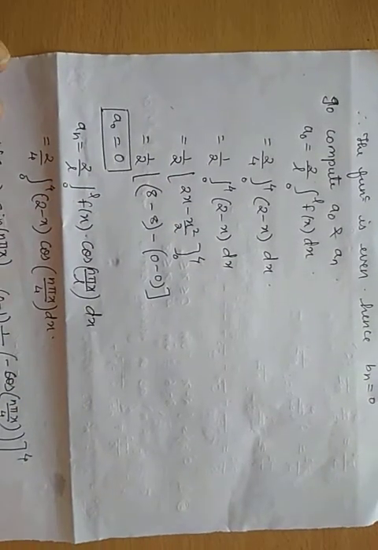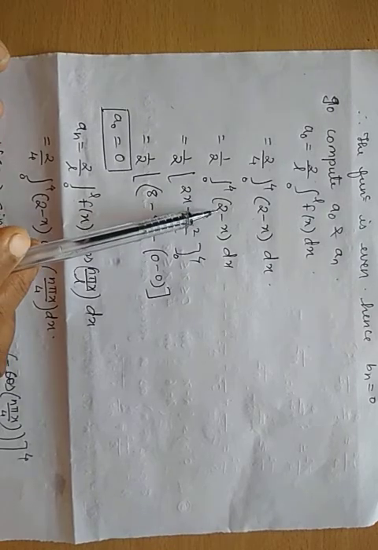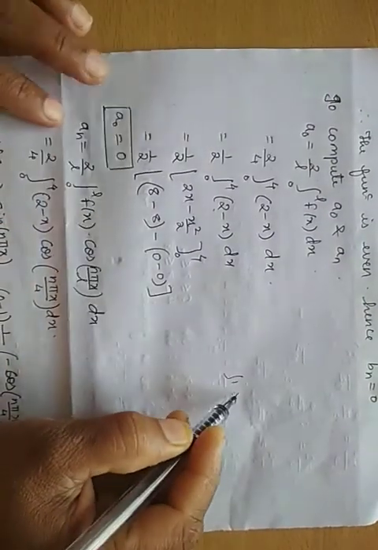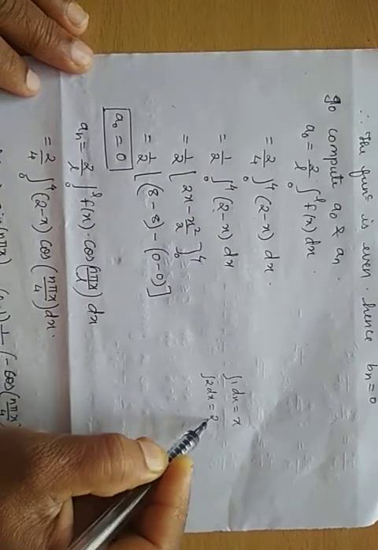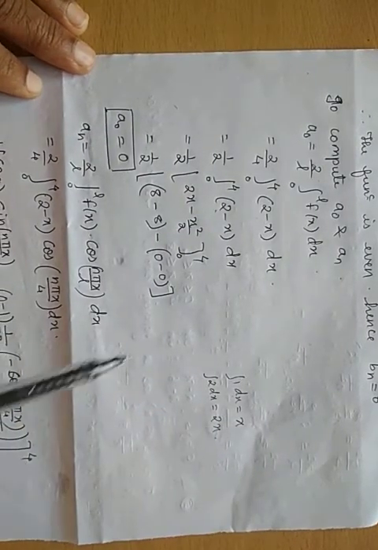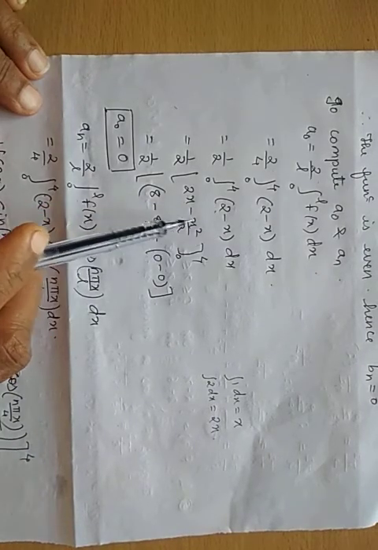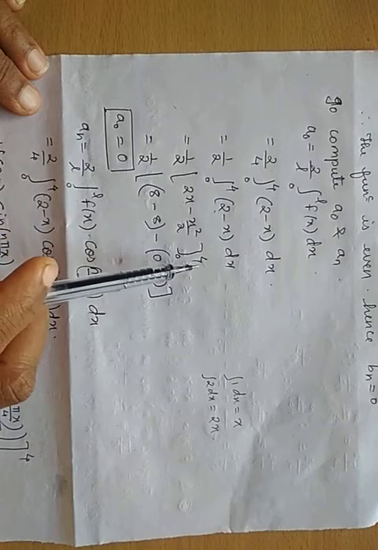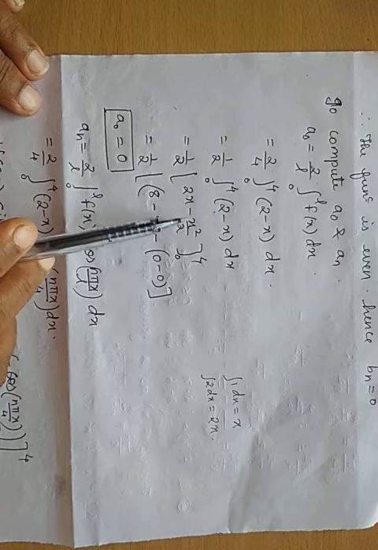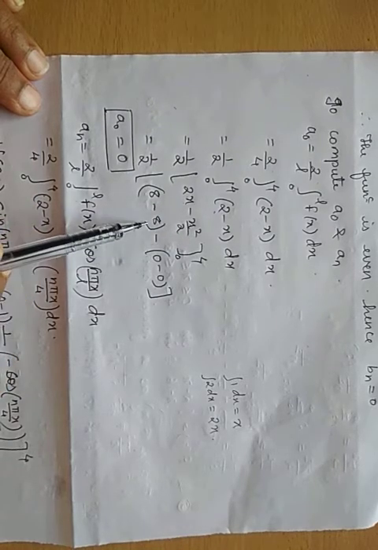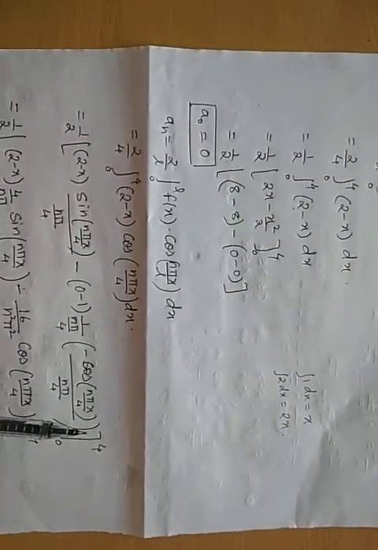So I am substituting f of x as 2 minus x, with limits ranging from 0 to 4. Integrating separately, 2 is a constant. We know that the integration of 1 with respect to x is x, so the integration of 2 with respect to x is 2x. The integration of x is x square by 2, with limits from 0 to 4. When you substitute the upper limit, 2 4s are 8, 4 square is 16, and 16 by 2 is 8. The lower limit is 0, so upper limit minus lower limit comes to 0.